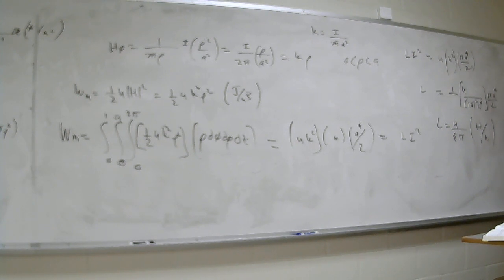No, that's right. One of these pi's cancels. I get 2 squared times 2. That's 4 times 2 is 8. 8 pi. The a to the 4th go, and I have mu. That will be the internal inductance per meter.